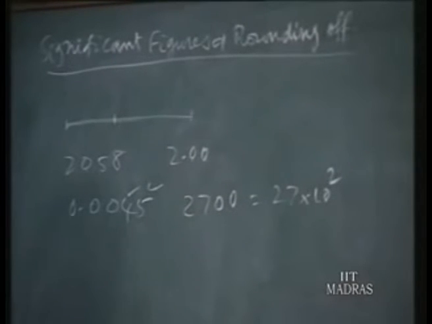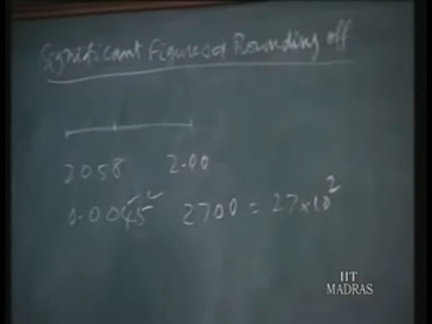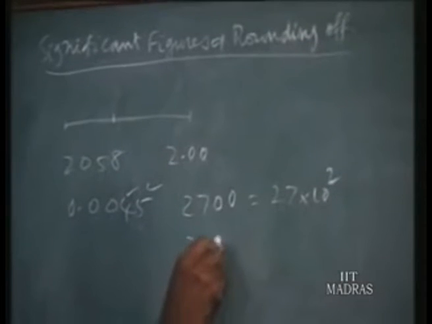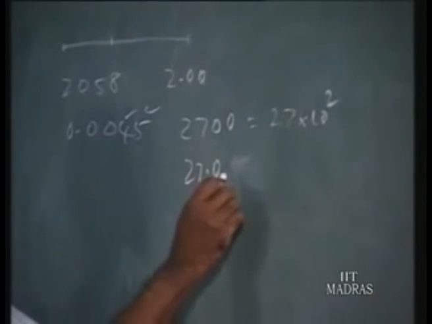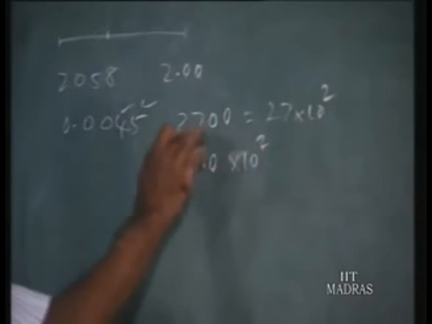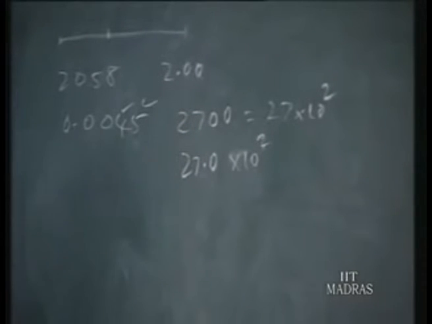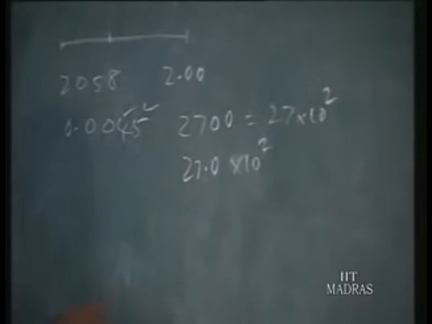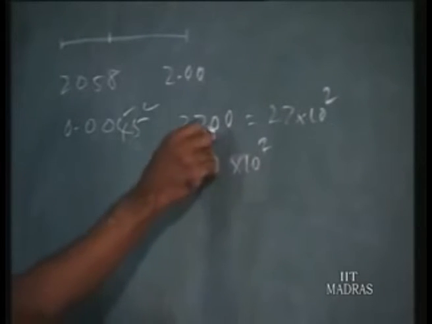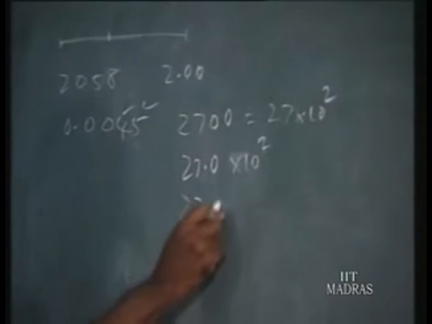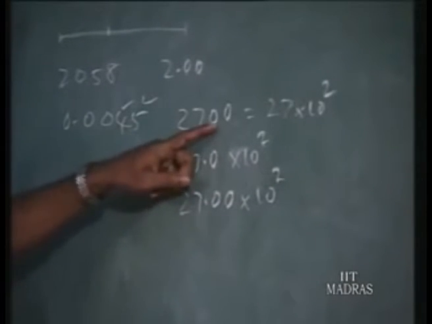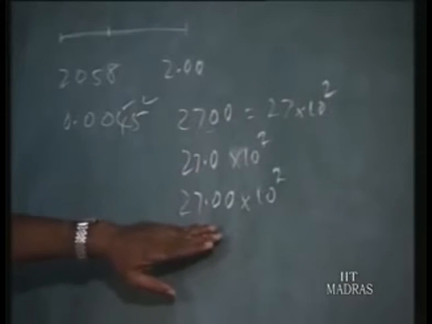Suppose we write the same number as 27.0 into 10 to the power of 2. This number can be written like this also. So in this case, 1 zero is important. We are finding it up to 1 decimal. So out of this, 1 zero is significant, the second is not. But if you write 27.00 into 10 to the power of 2, here all the zeros are significant. That means zeros can sometimes be significant, sometimes not significant.